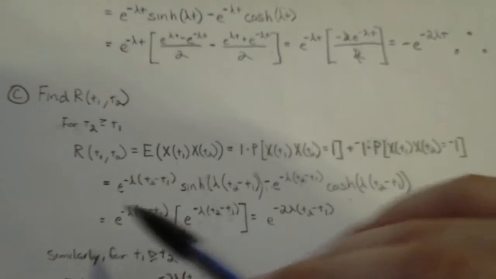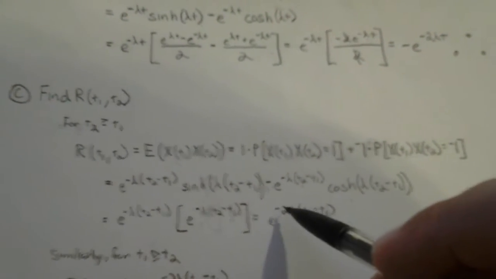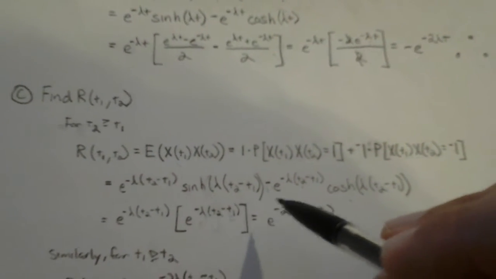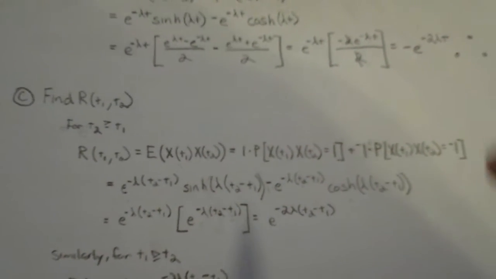So if we work this out, we can see these two terms are the same. So when we multiply them together, we just multiply times 2. Our final answer is going to be e to the negative 2 lambda times the difference t2 minus t1.